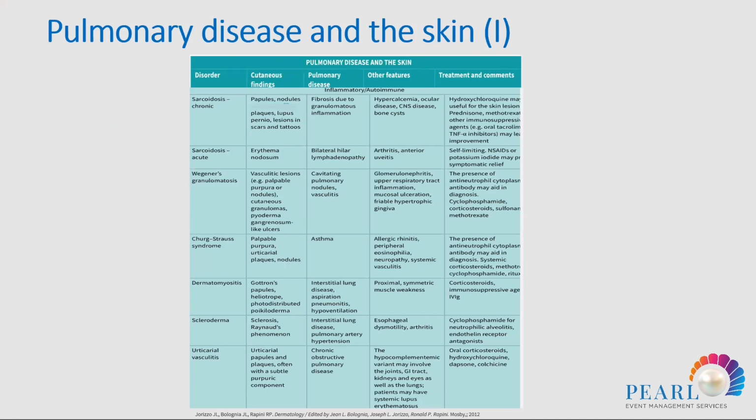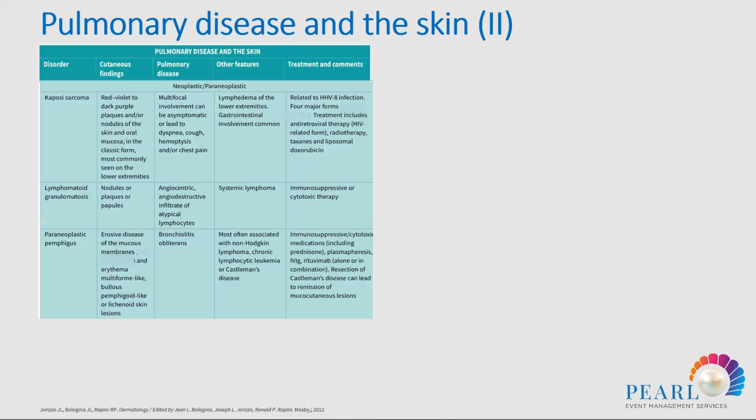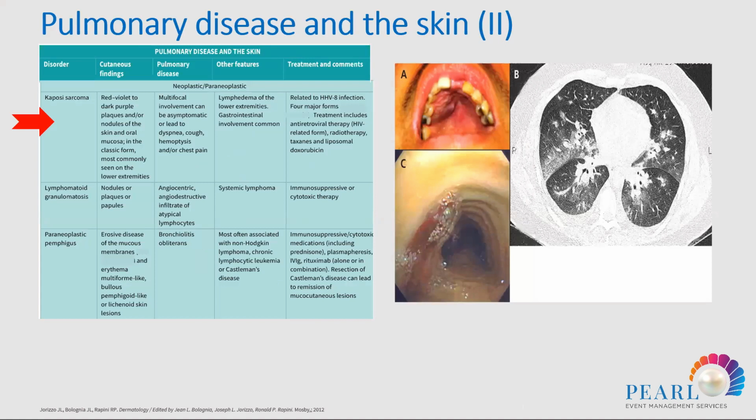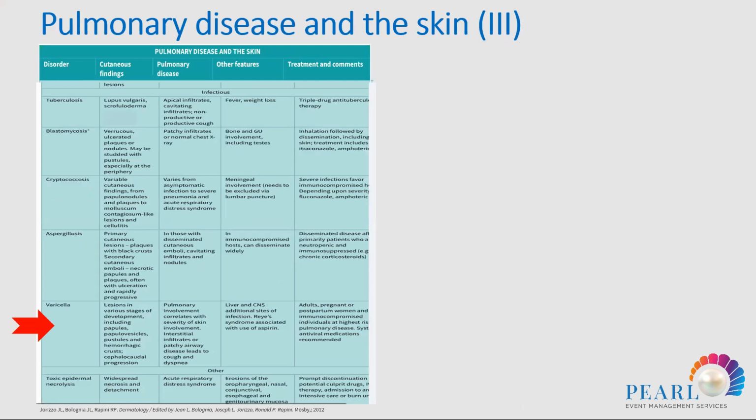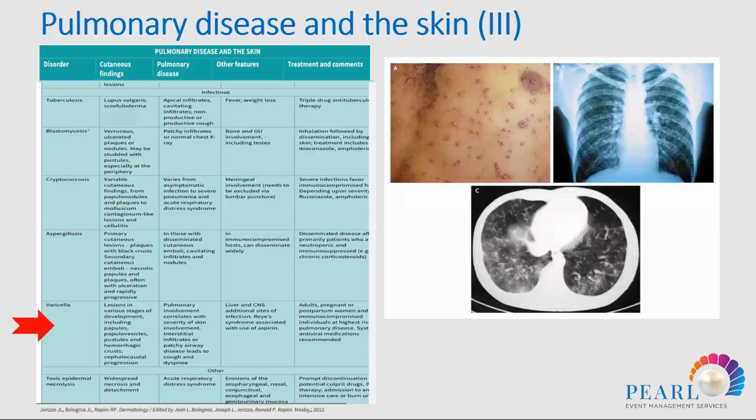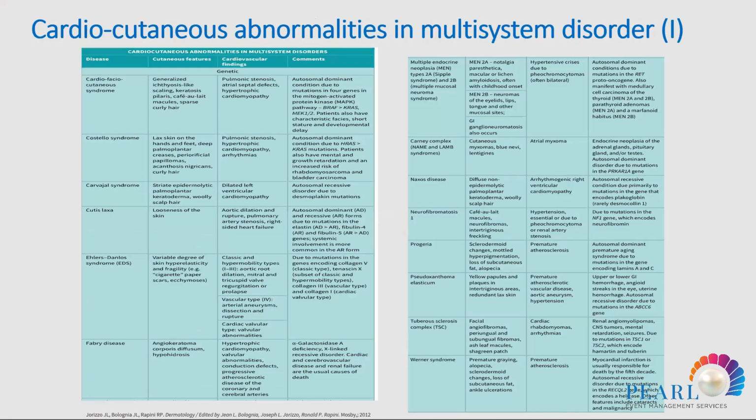Pulmonary disease, again, we discussed sarcoidosis, dermatomyositis, and also arterial vasculitis. We already discussed Kaposi sarcoma and how it could affect not only the GI tract, but also the lung. And with regards to pulmonary disease and infectious disorders, I just decided to discuss varicella. Especially in those patients who have varicella and pulmonary involvement, this correlates with the severity of the disease. And of course, in those patients, you need to consider giving them an antiviral, especially if the patient is pregnant, if it's an adult, or if the patient is immunosuppressed.